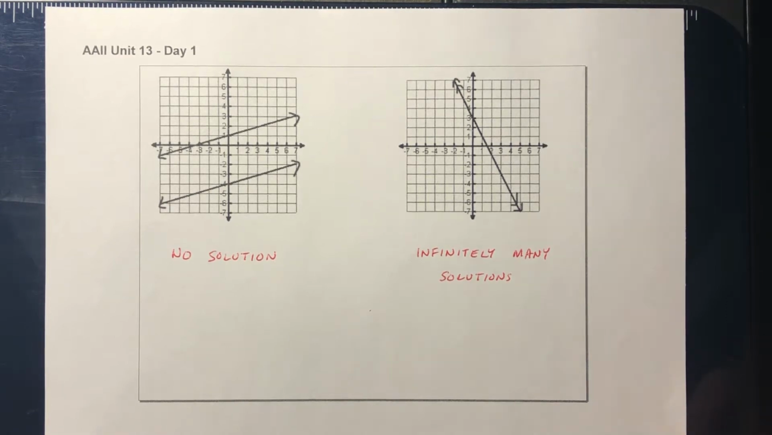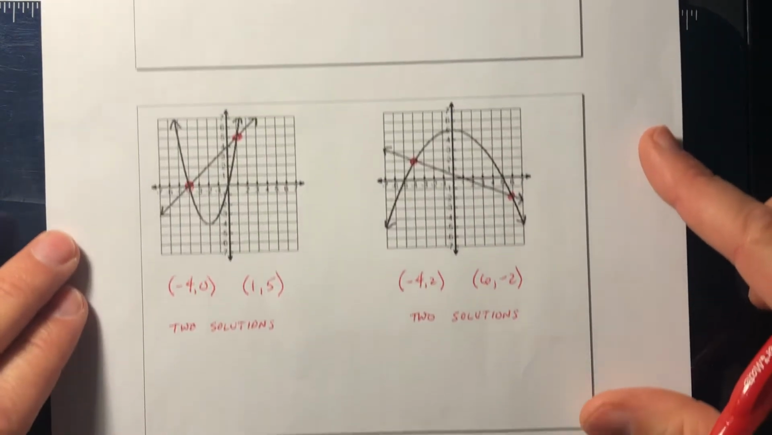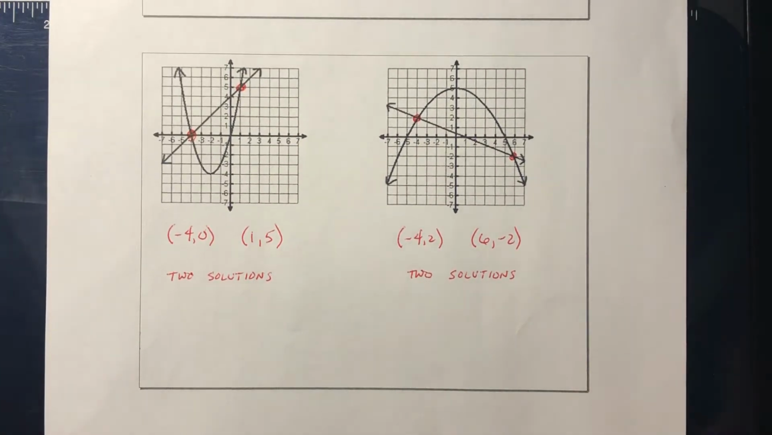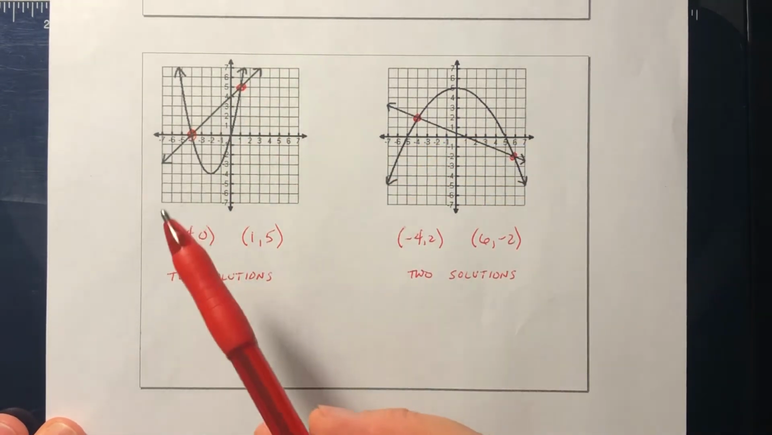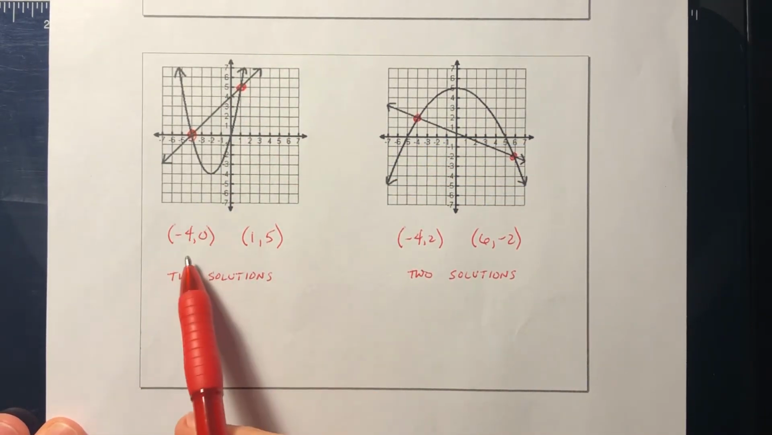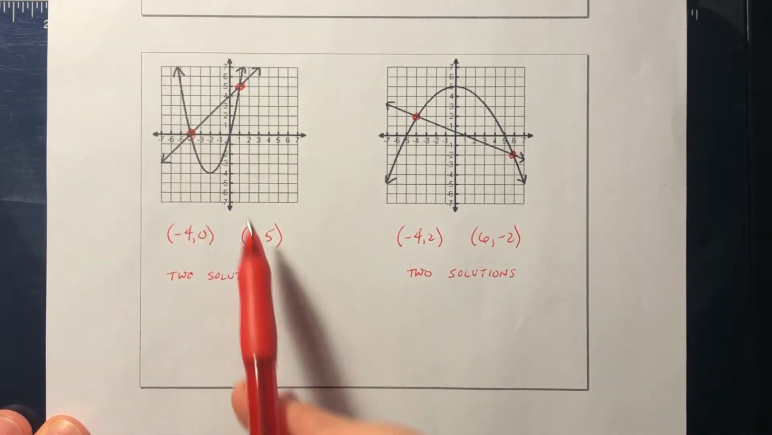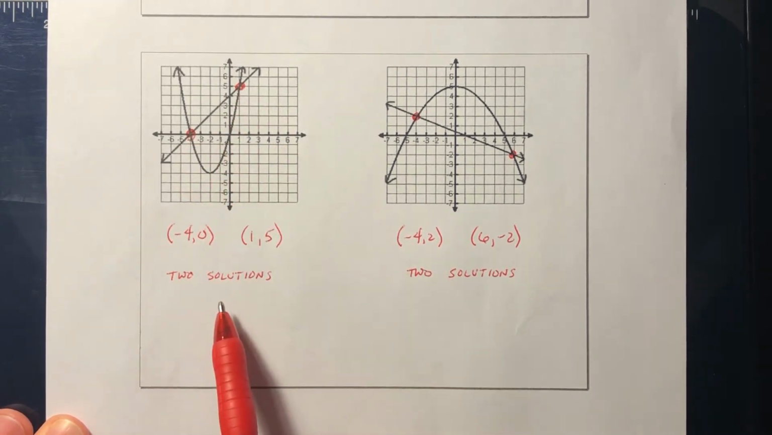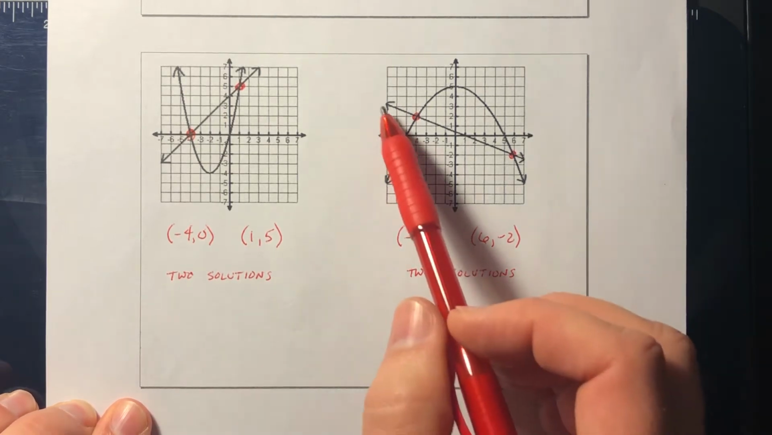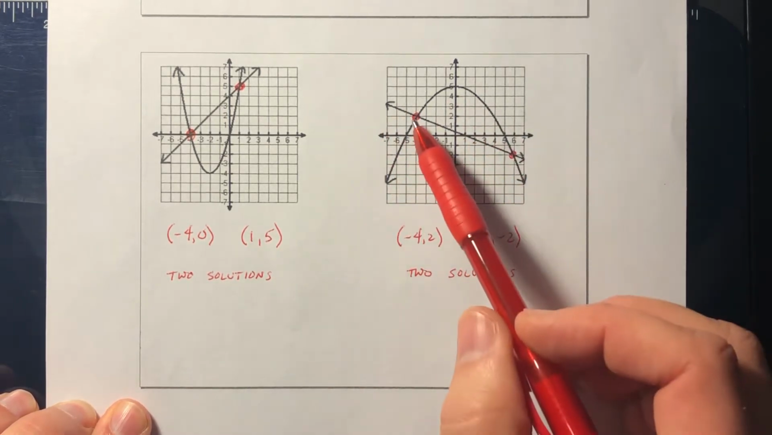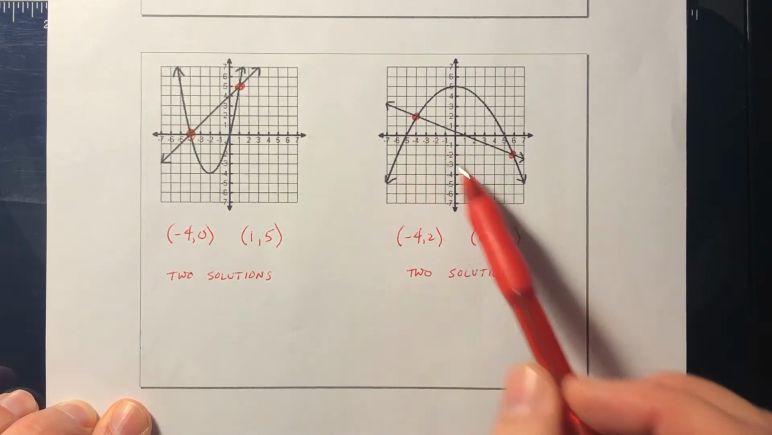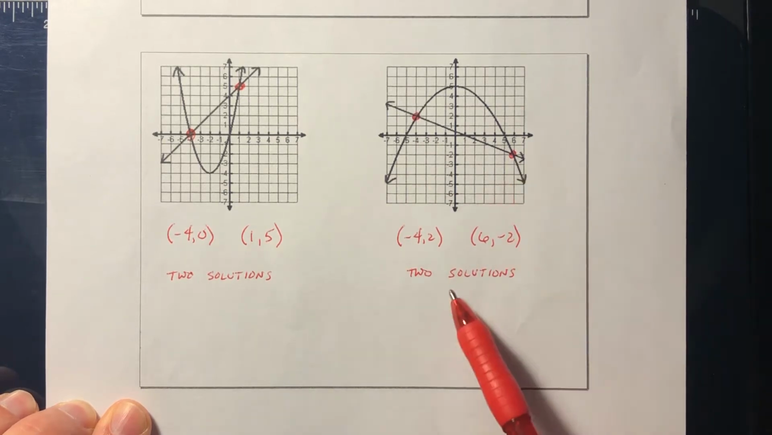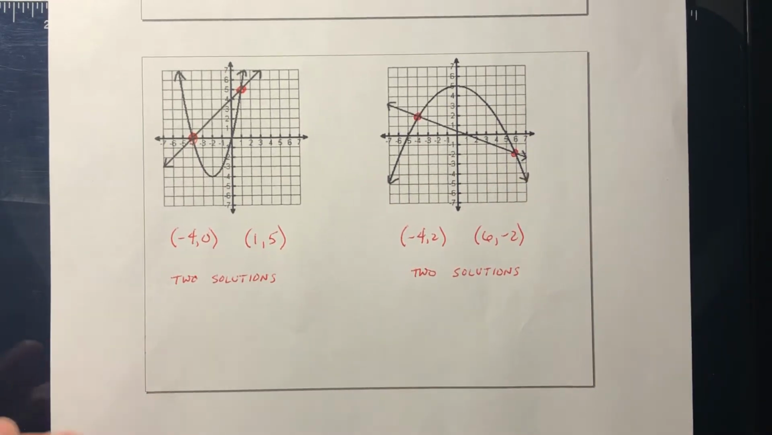Now in Algebra 2, quadratics come into play. Here we have a linear, a line, and a quadratic. As you can see, they intersect at two different spots: -4, 0, and 1, 5. So we have two solutions. Here again, we have a linear and a quadratic. They intersect at two spots, -4, 2, which is this point here, and 6, -2, which is this point here. So again, we have two solutions.